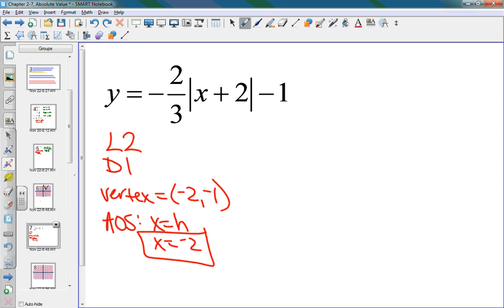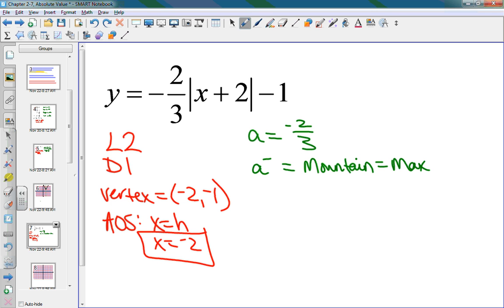Now what do I need to find? The A, my A value. My A is going to tell me all kinds of information. What is my A? My A is negative 2/3. So A is negative, so what does that mean? It's reflected, so instead of having the traditional valley, I'm now going to have a mountain, which means instead of a minimum that goes with a valley, I now will have a maximum or a peak with my mountain. So this is going to be a maximum at my vertex.